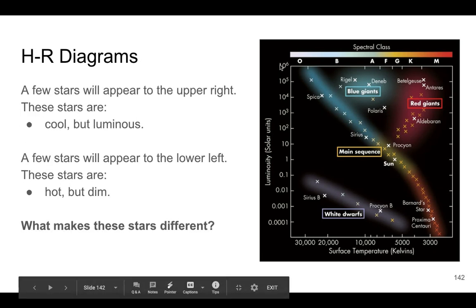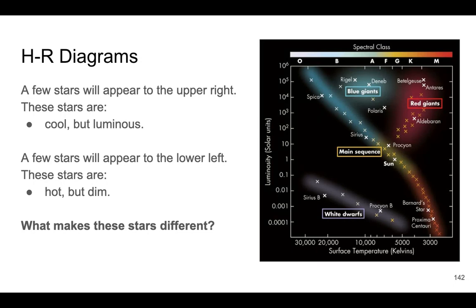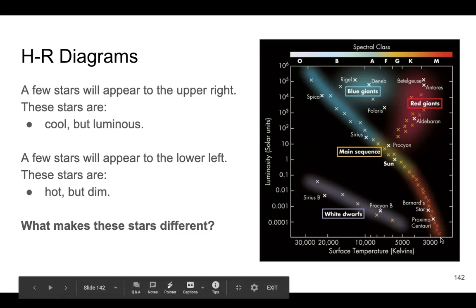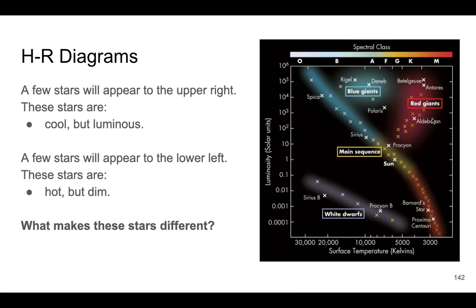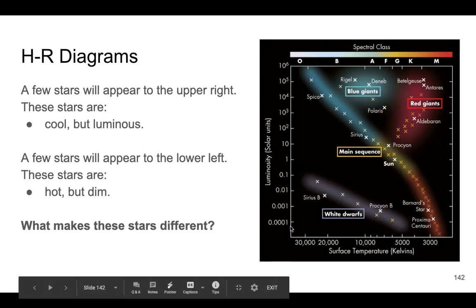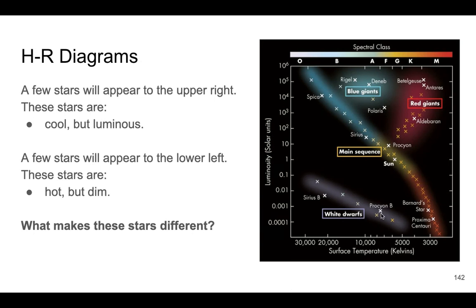So you have a few stars that kind of buck this trend. You have some stars that are cool, so they're over here to the right of the graph, but they're very luminous, so they're very high on the graph. So stars up here like Aldebaran, Antares, Betelgeuse, all these guys, are up here. And then you have other stars that are very hot, so they're to the left, but they're very dim, so they're towards the bottom. So guys down here, Sirius B, Procyon B, stars like this.